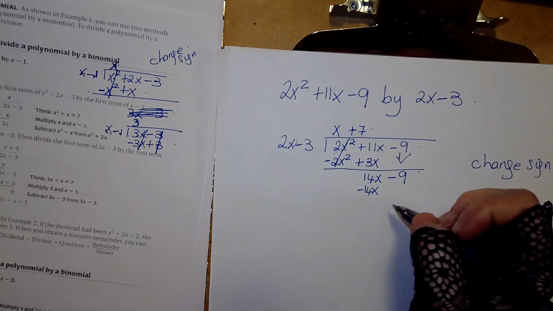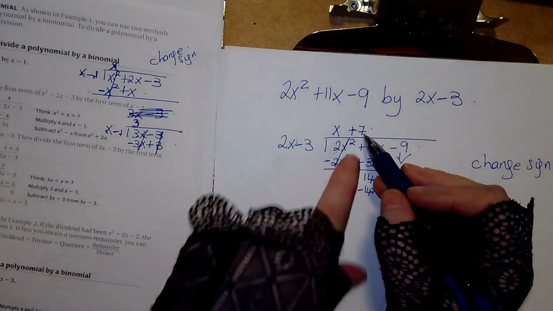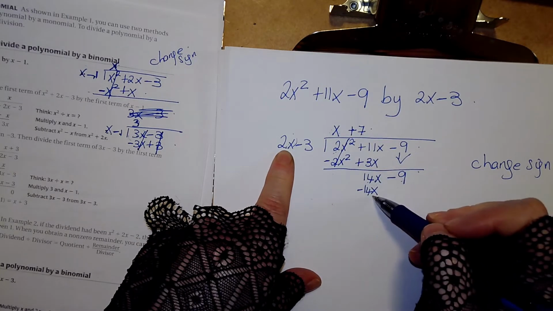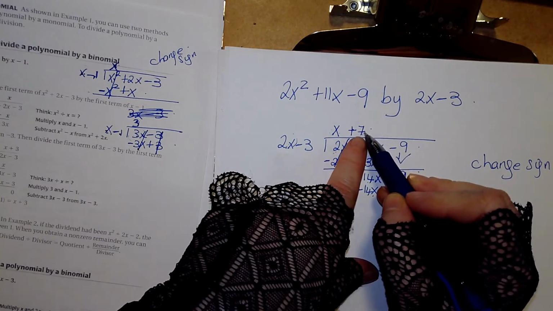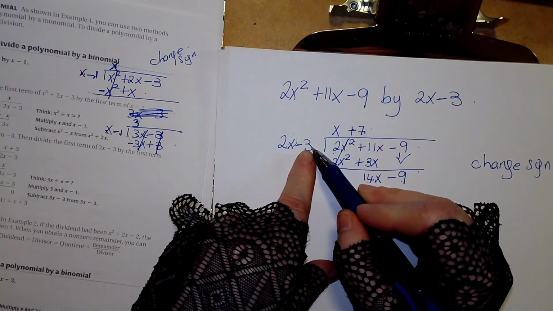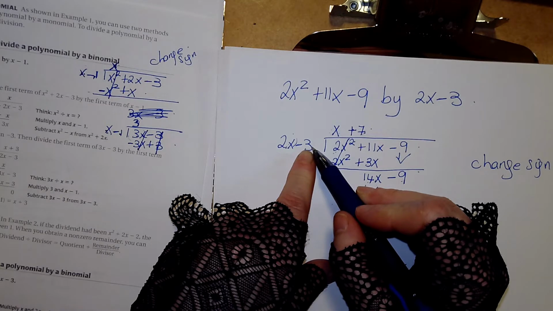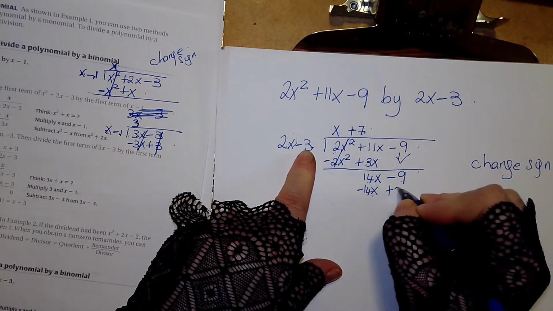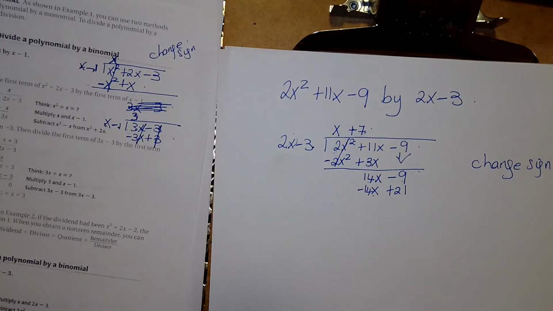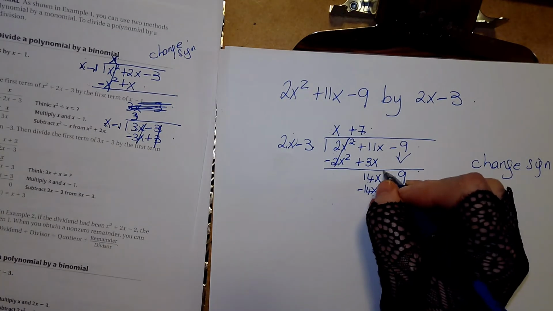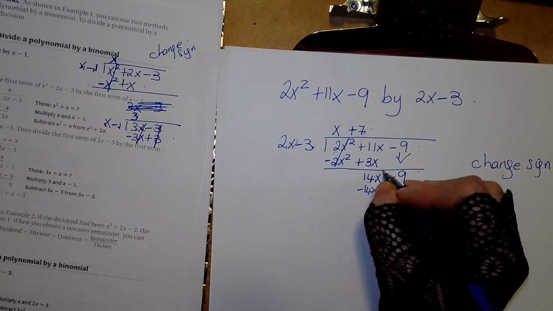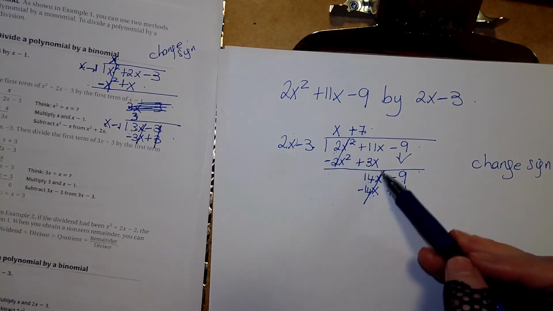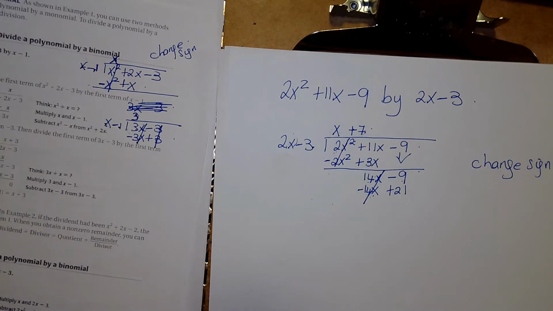Okay, so then I have to do the same thing. If I've done 7 times 2x is 14x, change a sign, and I have to say 7 times negative 3 is negative 21. But remember, I'm not going to put negative 21. I'm going to change a sign to positive 21. Okay, so this canceled out. 14x minus 14x is 0. So I know I've done it right. If you've done it right, the first terms always cancel. That's how you can tell.